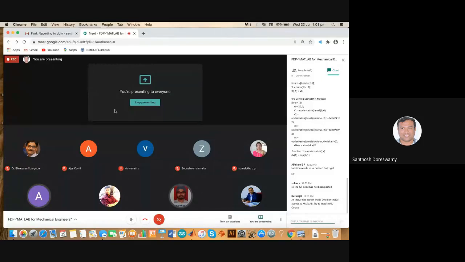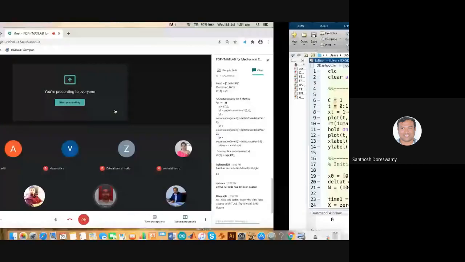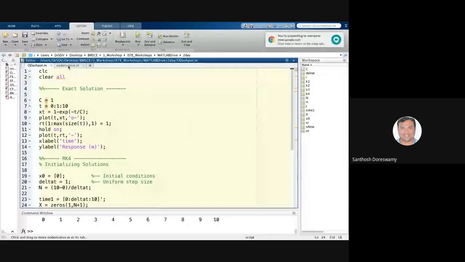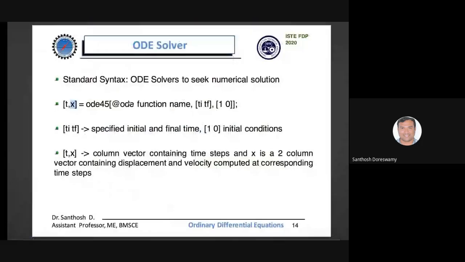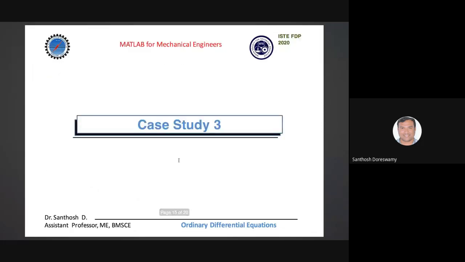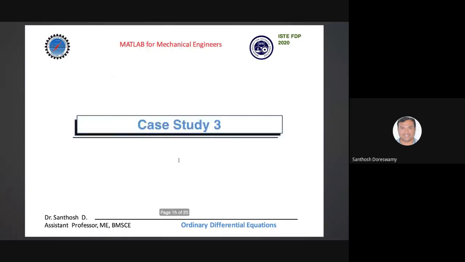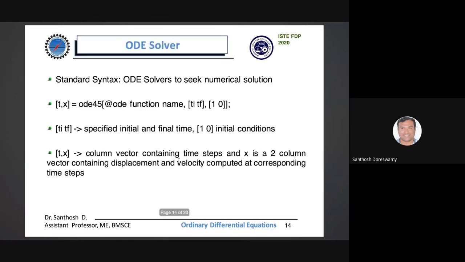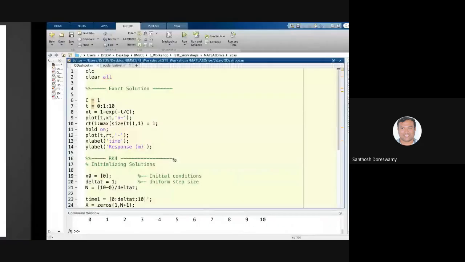All right. So once you have that, you will get t and x as column vectors. Now we will use this ODE solver to solve some problems, especially to solve Newton's equation of motion. So that code I'll try to open up.